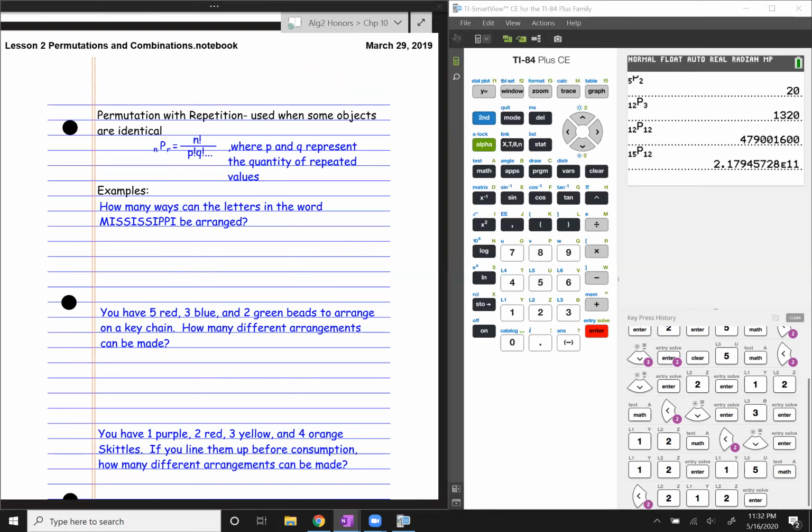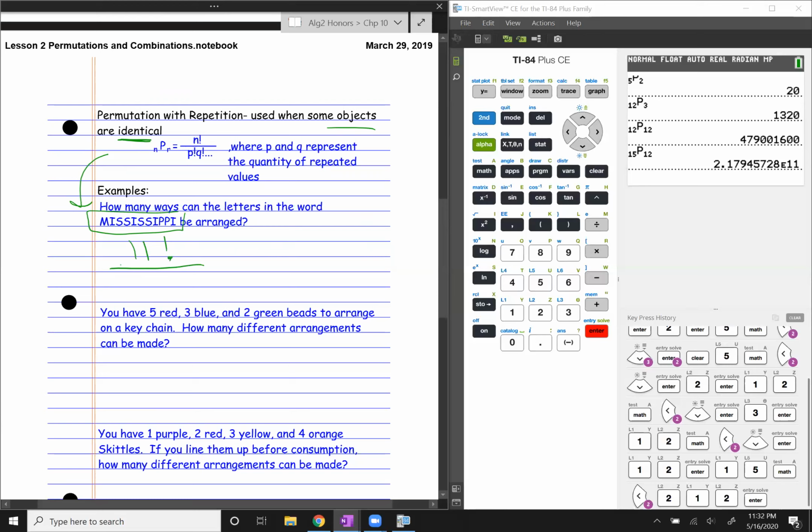All right, the next thing we're going to deal with is some repetition. This happens if we're going to pick the entire group, so we're going to use everything, but some of the objects are identical. This often happens with our first example, so I'll explain it by doing the first example with you. We're going to spell the word Mississippi, and once we're done with that, we're going to have some fun with it. How many different ways can the letters in the word Mississippi be arranged? I have to use all of them. So that gives us our first number. There happen to be 11 letters. So it's 11 factorial.